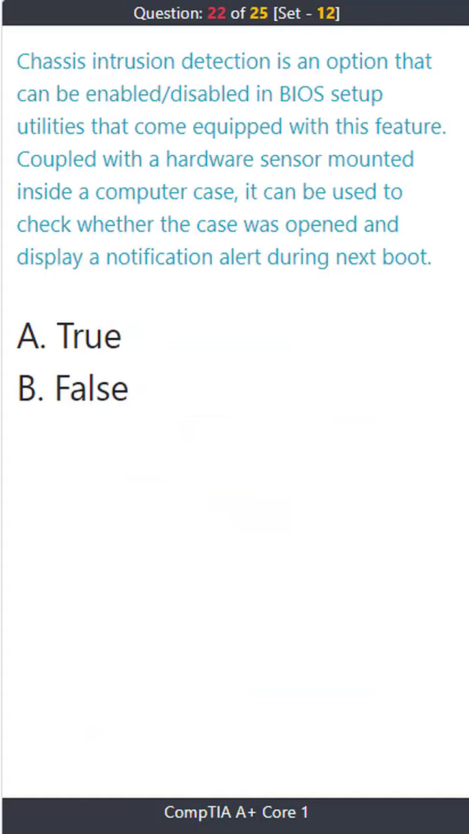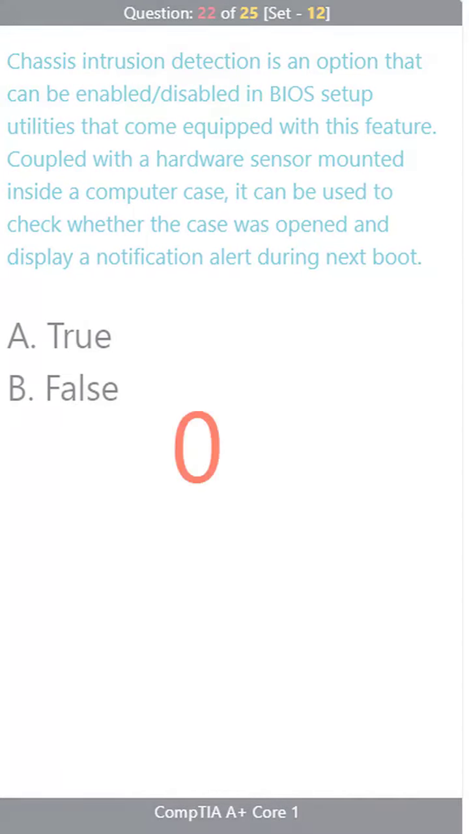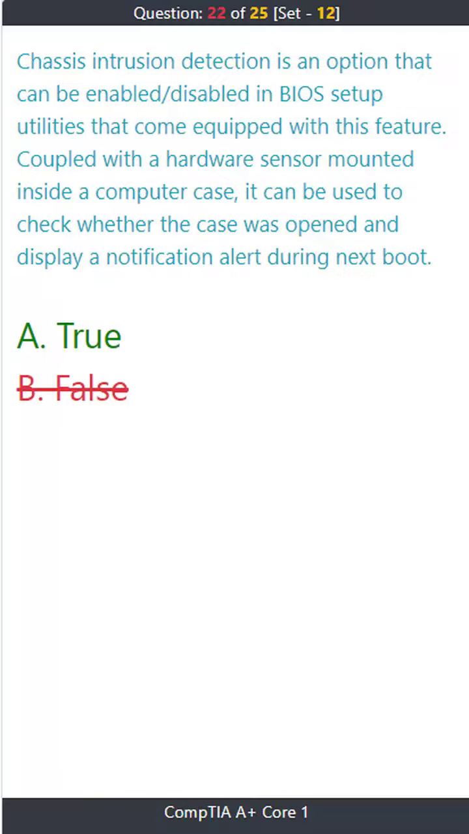Question 22. Chassis intrusion detection is an option that can be enabled/disabled in BIOS setup utilities that come equipped with this feature. Coupled with a hardware sensor mounted inside a computer case, it can be used to check whether the case was opened and display a notification alert during next boot. A. True, B. False. The correct answer is A. True.